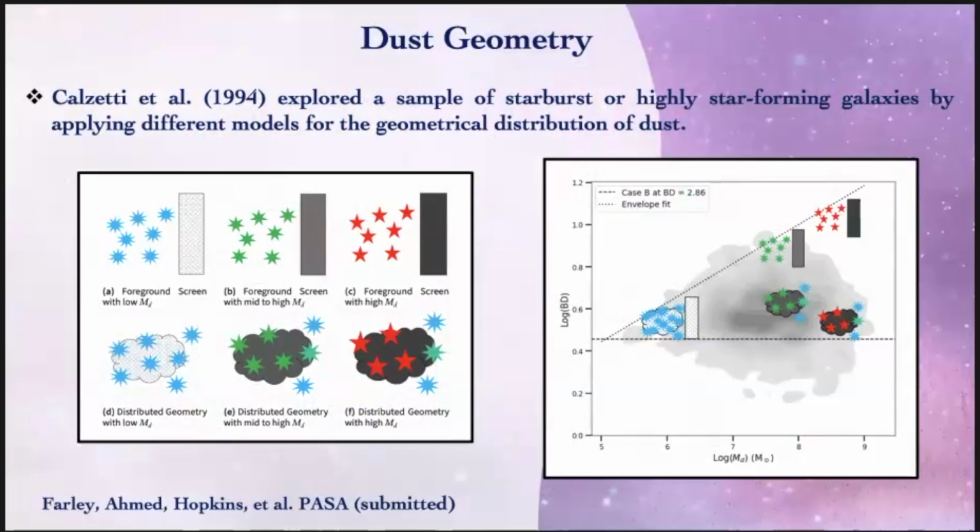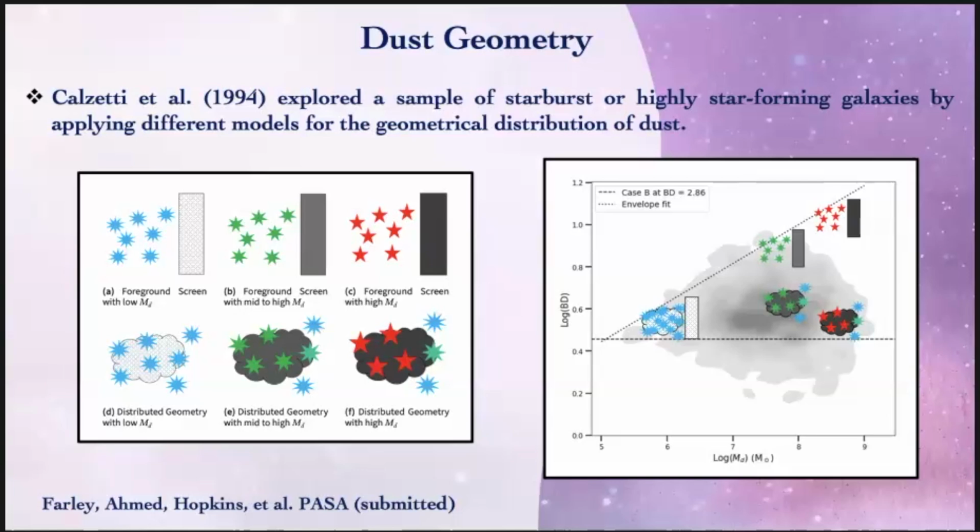And from Calzetti et al. 1994, they explored a sample of star-forming galaxies by applying different models for the geometrical distribution of dust. I'm not going into details of any of those models now. But what we have done following that is present 2 extreme versions of the dust geometry model. On the left-hand side of the figure, the upper panels are for the foreground screen dust geometry model, and the lower ones are the distributed dust geometry model.